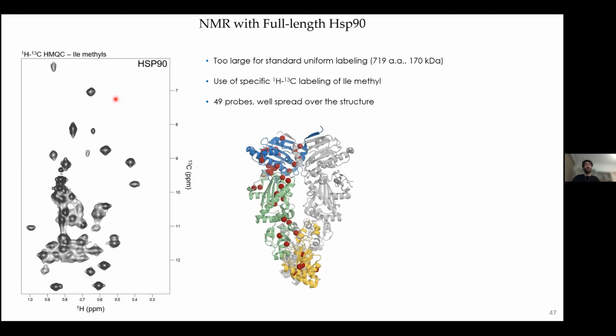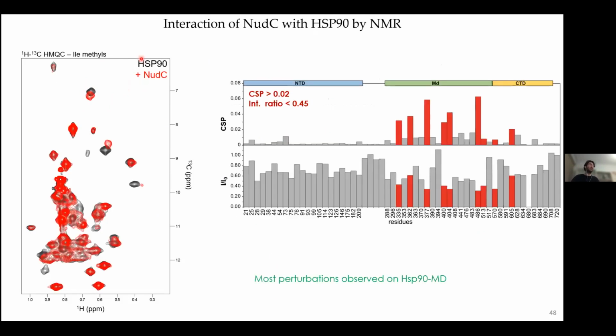And once we've done this, we can do interaction. So we can add Nazi to this, and what we can see is that we have a specific binding. We have specific perturbation on our spectrum, while other peaks are not affected by the addition of Nazi. Now, if we quantify this and plot this on the sequence, the first thing that we can see is that our N-terminus domain is absolutely not perturbed by the addition of Nazi. This validates what we observe with single domain. Nazi does not interact with the N-terminus domain of Hsp90.